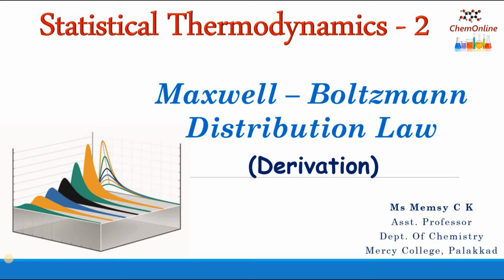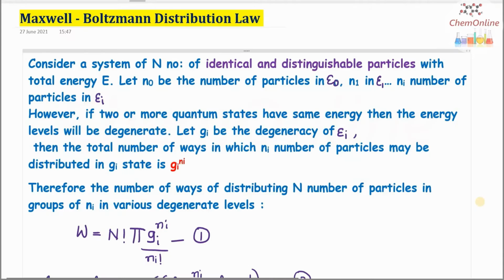The Maxwell-Boltzmann distribution concerns the distribution of an amount of energy between identical but distinguishable particles. It represents the probability for the distribution of the states in a system having different energies. Today, we will have a discussion on Maxwell-Boltzmann distribution law.